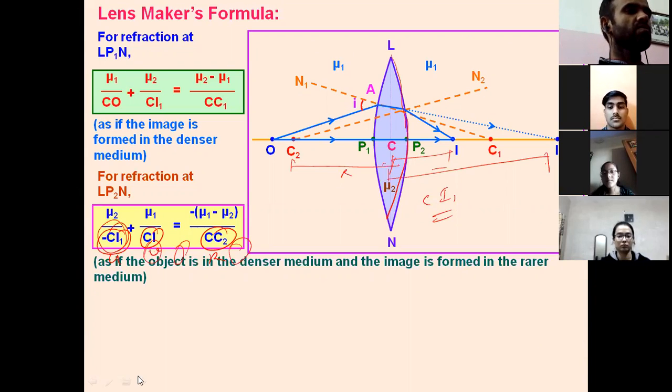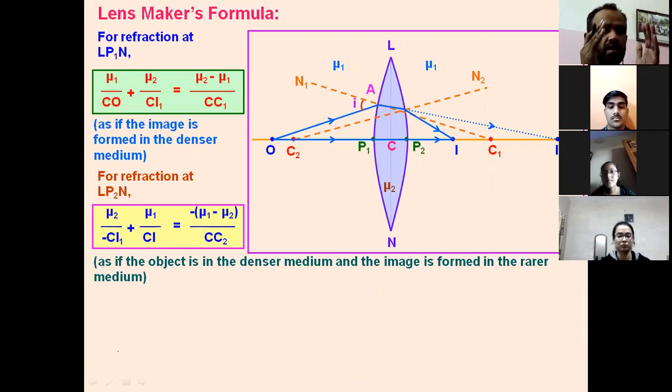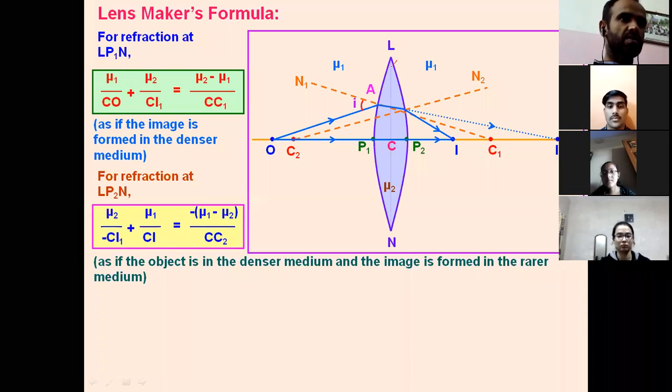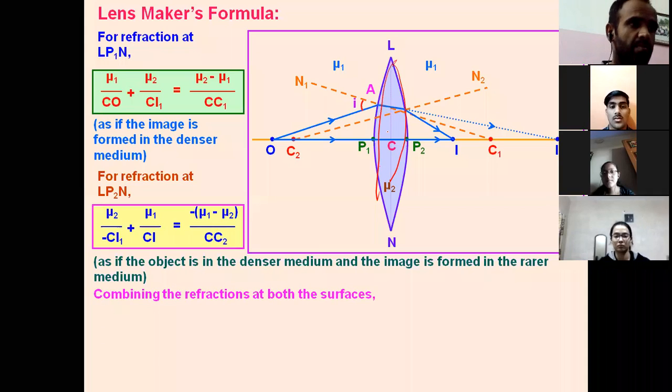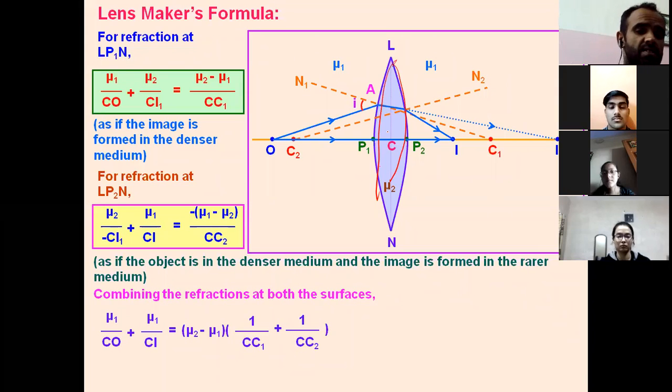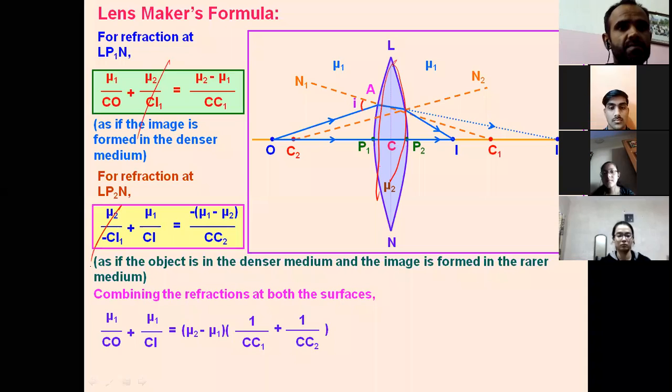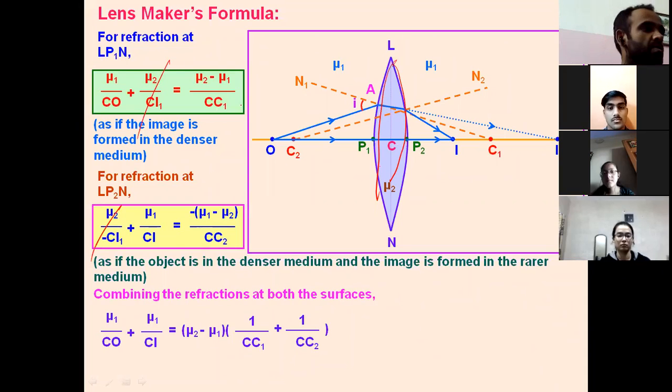Now what we'll do, we will add these two equations. Why? Because the lens is made up of combination of these two surfaces, this one, this one. So both the formulas should be added. दोनों को ऐड करके ही हमें फाइनली क्या होगा वो मिलेगा. Combining the refraction at both the surfaces, we will get this formula. You can see from there this will be cancelled out when we are adding, isn't it? जब हम दोनों को ऐड करेंगे कैंसल आउट हो जाएगा, μ2 minus μ1 कॉमन आ जाएगा and we will get 1 by CC1 and 1 by CC2.